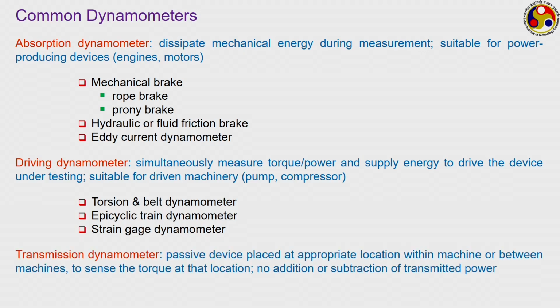There is a third kind also called the transmission dynamometer. They are more like passive devices. They are placed at appropriate location within a machine or between two neighboring machines to sense the torque precisely at that particular location. It does not dissipate the power, thereby causing no subtraction in the value of the power, but they also do not add anything. So, the magnitude of the power therefore generally does not change too much. Common example can be electric cradle dynamometer.